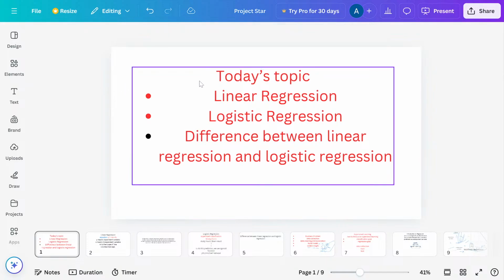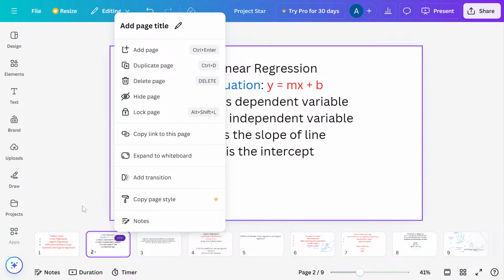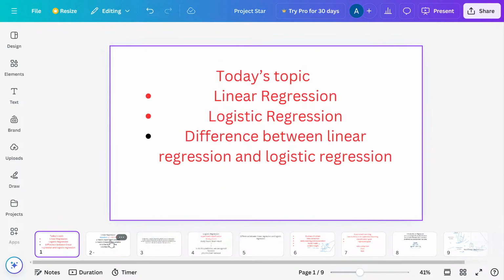So firstly, we'll be going through linear regression. The second topic will be logistic regression. The third will be the difference between linear regression and logistic regression. So let's begin with linear regression.